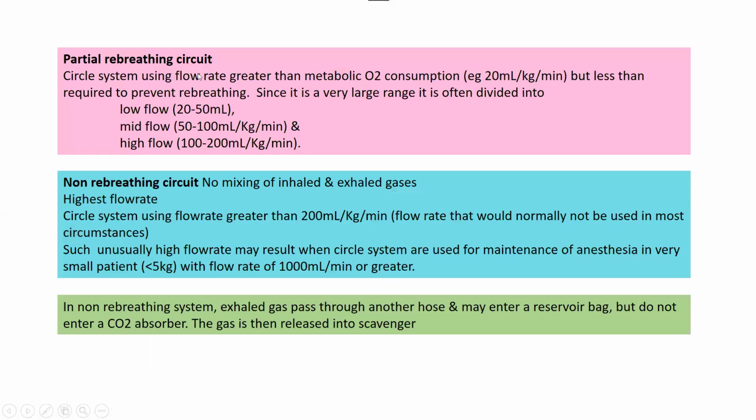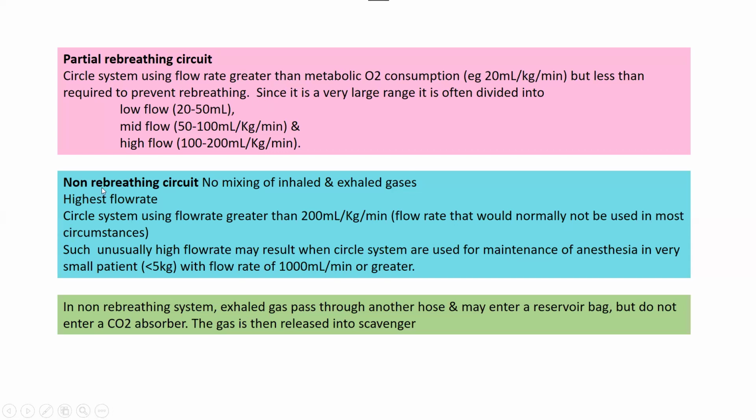Next we have the partial rebreathing circuit. Partial rebreathing circuit is basically a subtype of the Bain system. It is a circle system using flow rates greater than metabolic oxygen consumption, equaling 20 ml per kg per minute, but less than required to prevent rebreathing. Since it has a very large range, it is often divided into low flow rate, 20 to 50 ml per kg per minute, mid flow, 50 to 100 ml per kg per minute, and high flow, 100 to 200 ml per kg per minute. Basically, these are the rates at which the gas will flow in these systems.